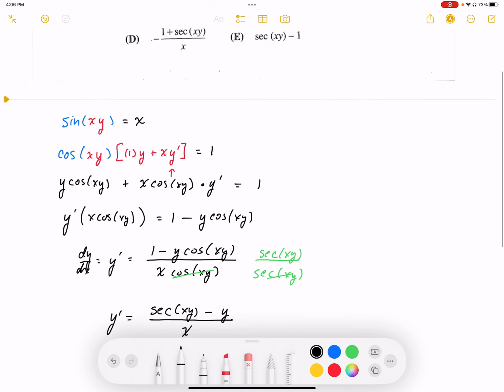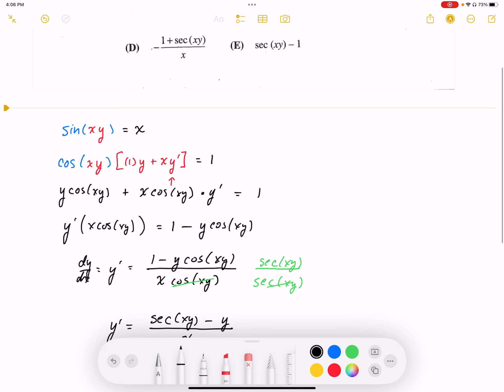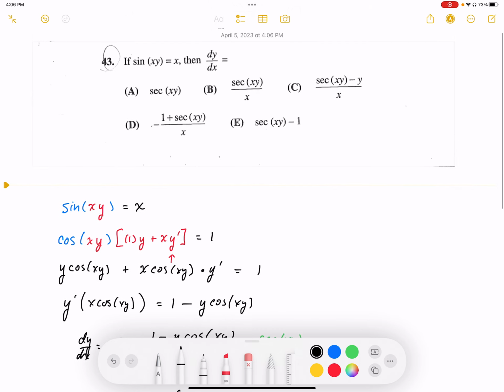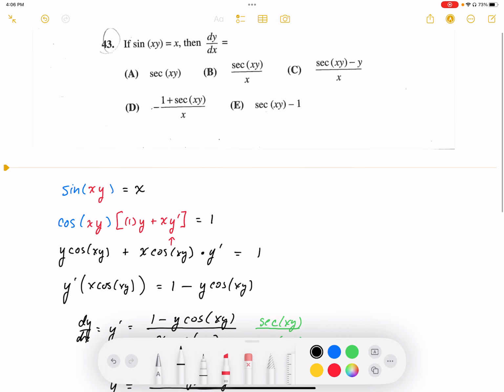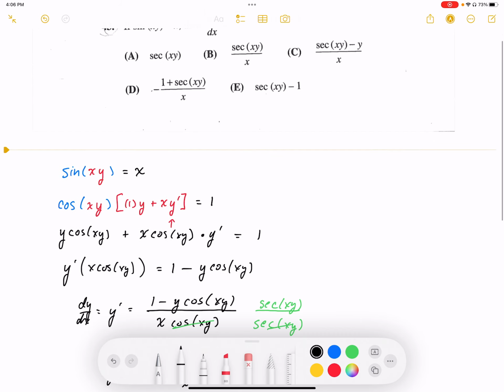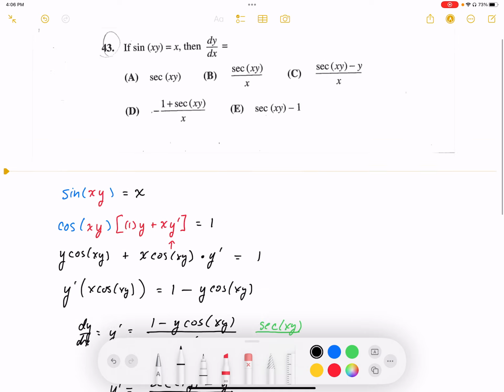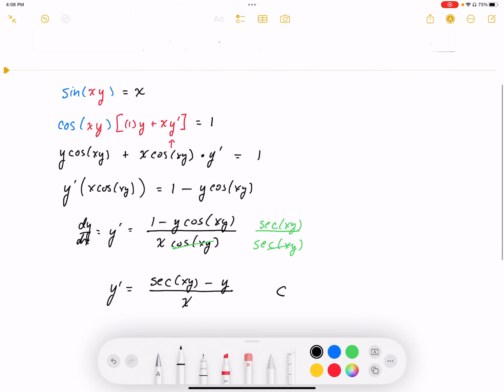So there's my derivative. And if I check my answers here, it looks like the answer is C. So secant xy minus y divided by x. It matches answer C. Okay, so the answer is C.